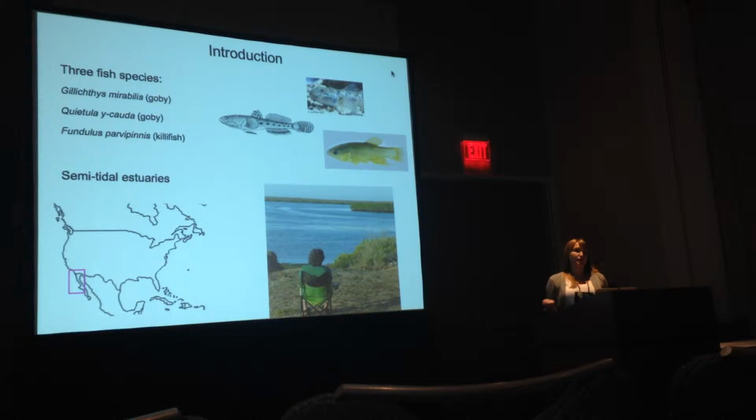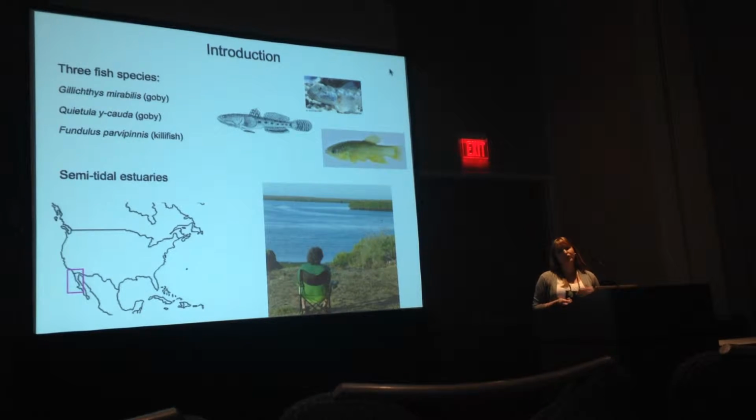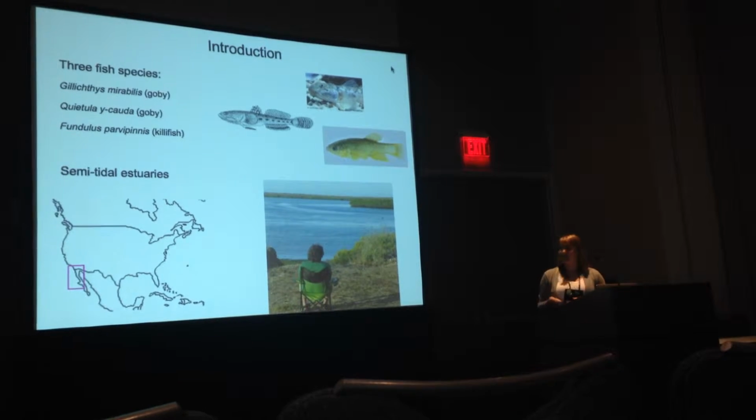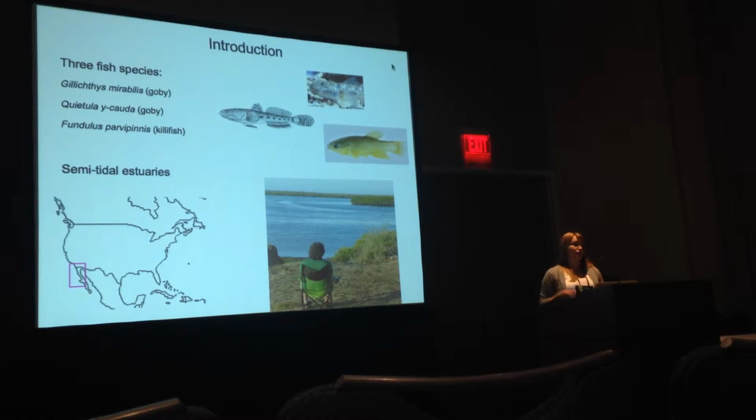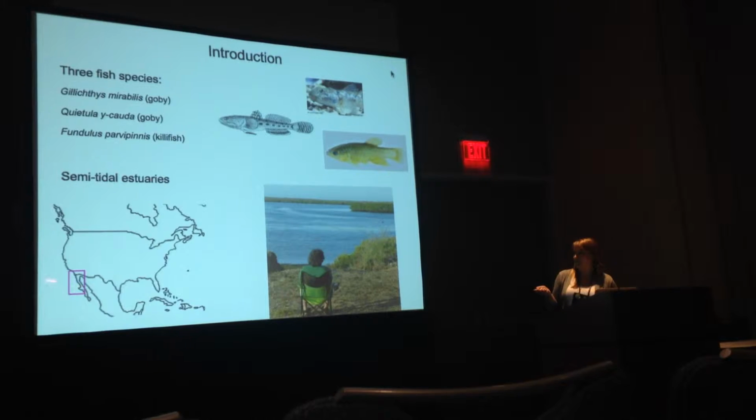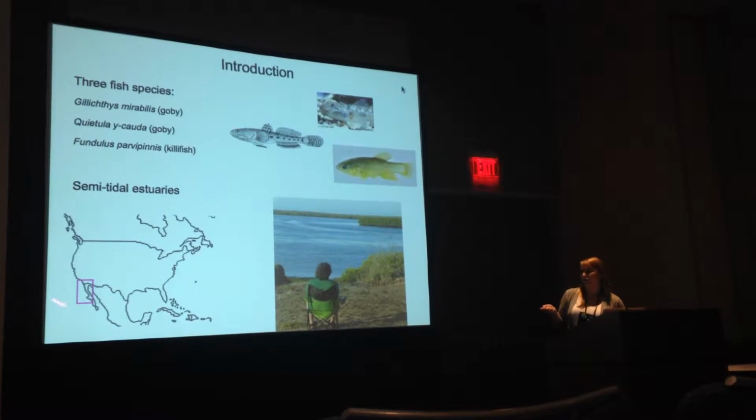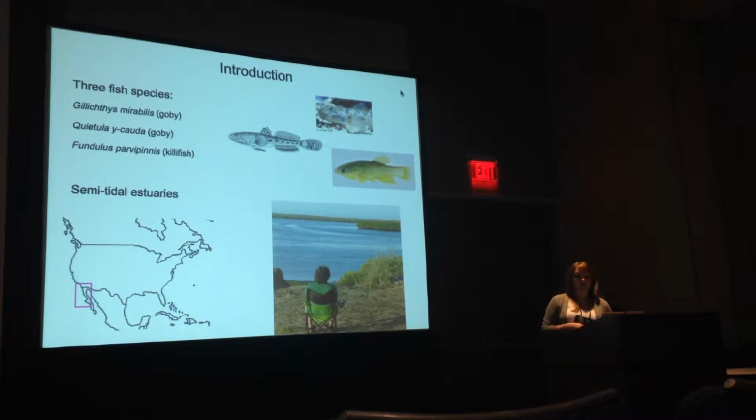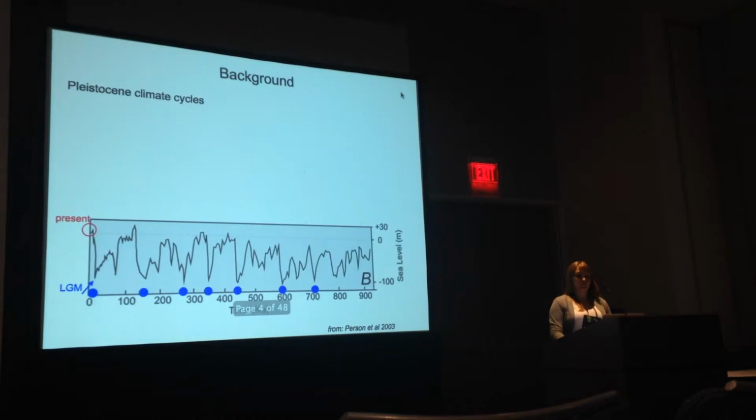So essentially, estuaries are just lagoons that have input of both fresh and marine water. And semi-tidal meaning that they're somewhat open to the ocean, so they have the tidal component. And the geographic expanse that I'll be talking about today for this study is from Southern California down to the middle of the Baja California Peninsula along the Pacific coast.